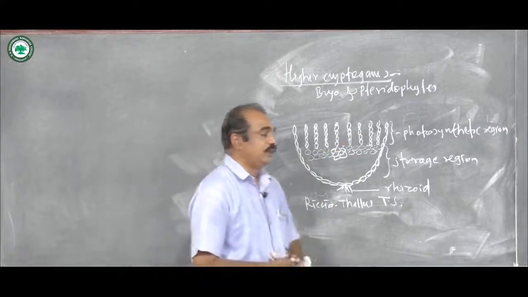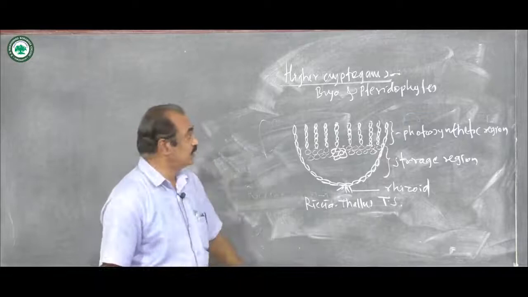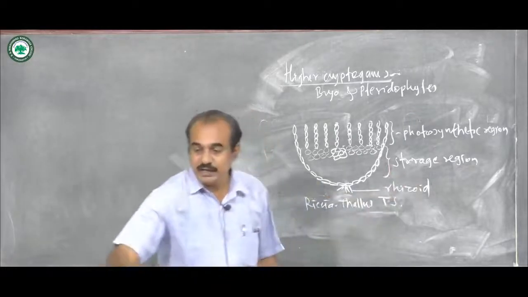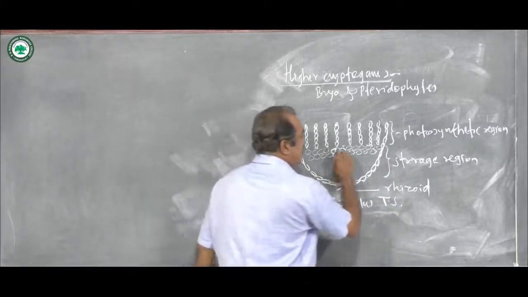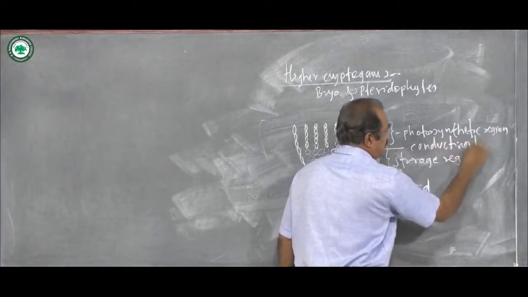The upper zone, that is the assimilatory zone, it is also called the photosynthetic region. And toward the lower side, there is the storage region. And in between these two, there is the conducting tissue system. This is the conducting tissue system.